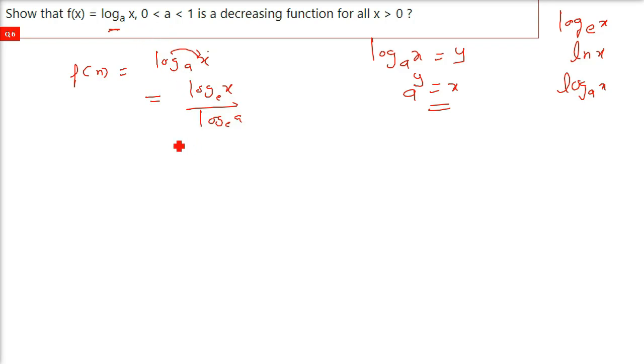So log base a of x can be made like this. Now differentiation of this will be what? See, log a is already in the denominator and is constant. So we have to just differentiate log x. Log x will be 1 by x.